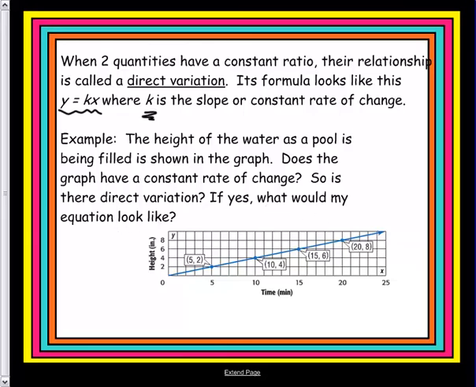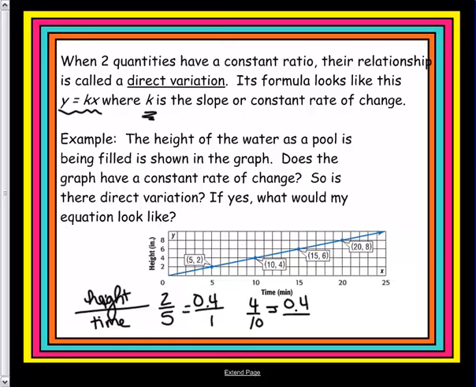Let's take a minute and examine the graph. We've got time in minutes and height in inches, and we've got 4 points listed. So if we look at the height over the time, we've got 2 over 5, which is 0.4 over 1. If we look at 4 over 10, and we find the unit rate, it's again 4/10 over 1. 6 over 15 is still 4/10 over 1.